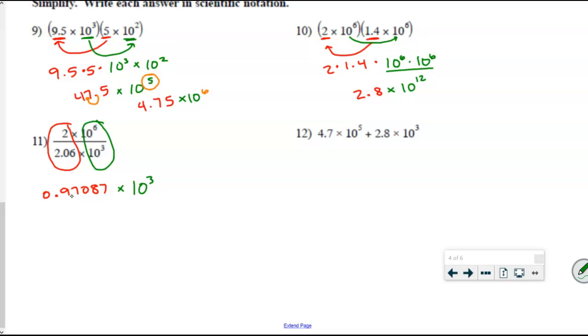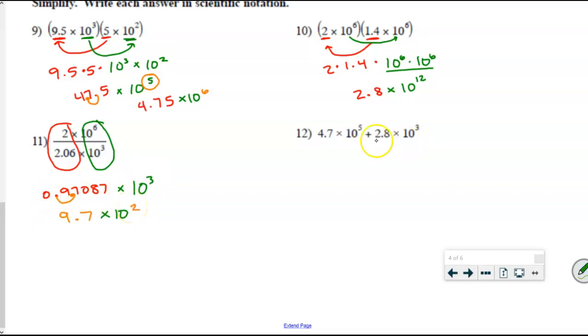And is this in scientific notation? It's not. 0.97 is not between 1 and 10. So I need to move it over so that it is. So this is going to become 9.7. I'm not even going to worry about the rest of those. 9.7 times 10 to the, what's going to happen to that exponent? 2nd power. Yeah, because the small number got bigger. So to account for that, that number needs to get smaller.